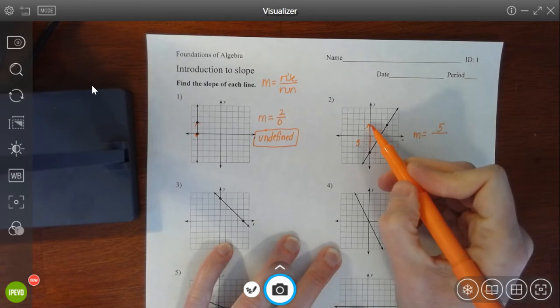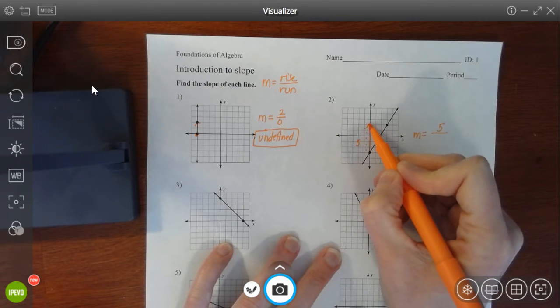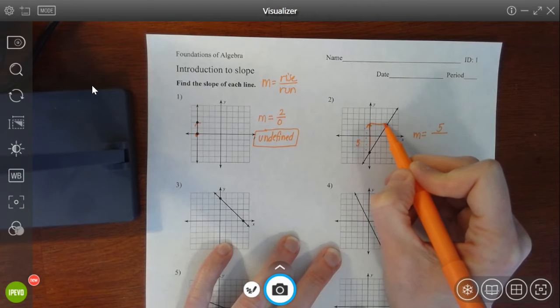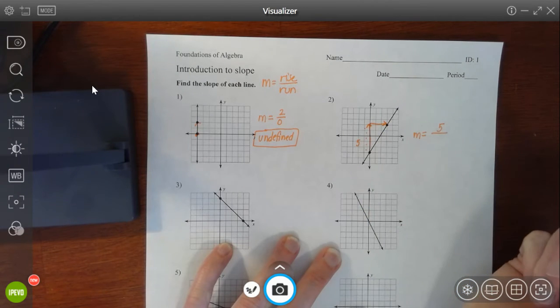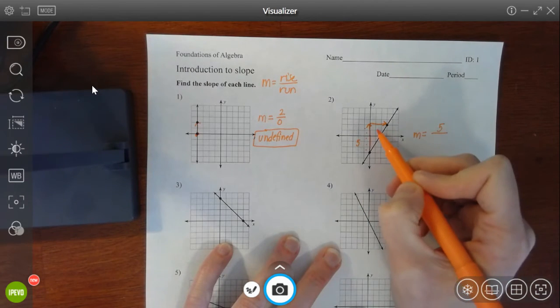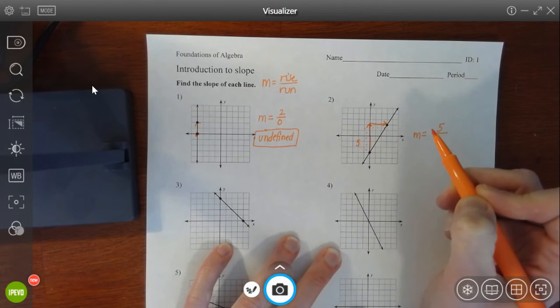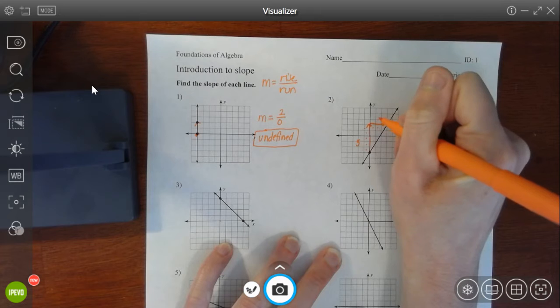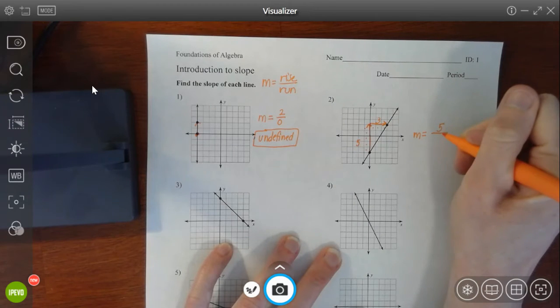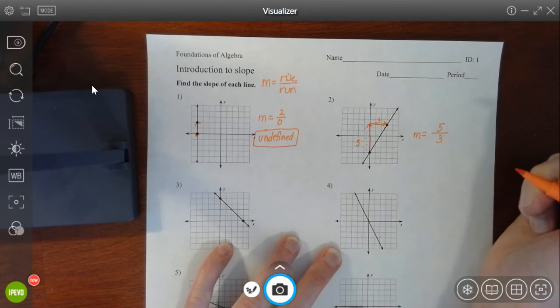Now, once I reach the same height, now I'm going to run. So I'm going to count how many spaces I would have to move, in this case, to the right to get to that point. And as I look here, there's 1, 2, 3 spaces there. So my run would be 3. So my slope would be 5/3.